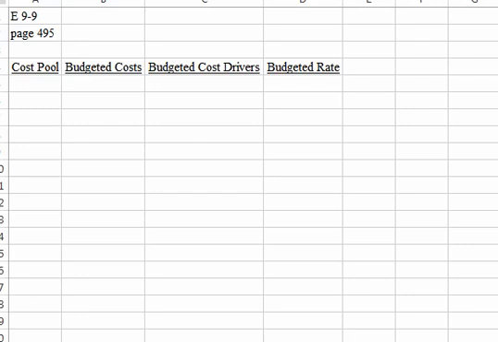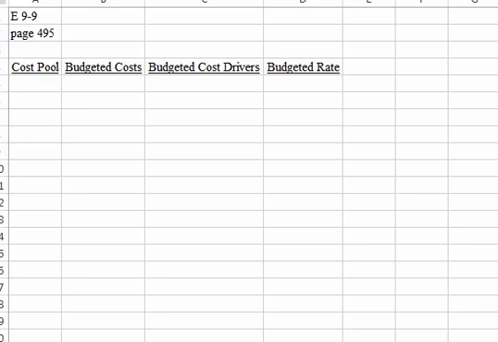For instance, if the majority of your overhead cost was depreciation on equipment, then you might want to allocate that overhead based on the number of machine hours that the equipment was used during a period of time. So we're going to try to pick the best cost driver, or they actually give you the one here, and you just calculate the rate. Let's read through it.